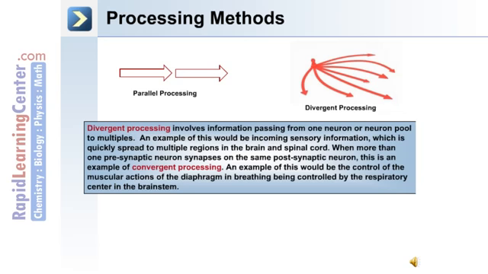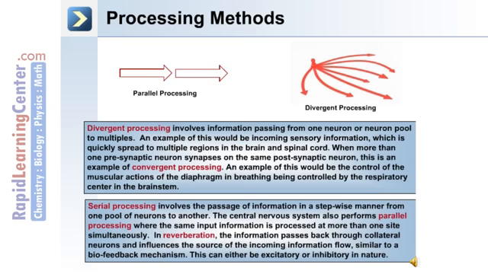In divergent processing, information is passed from one neuron or one neuron pool to multiples. An example of this would be incoming sensory information, which is quickly spread to multiple regions of the brain and spinal cord. When more than one presynaptic neuron synapses on the same postsynaptic neuron, this is an example of convergent processing. An example of this would be the control of the muscular actions of the diaphragm in breathing being controlled by the respiratory center in the brainstem.